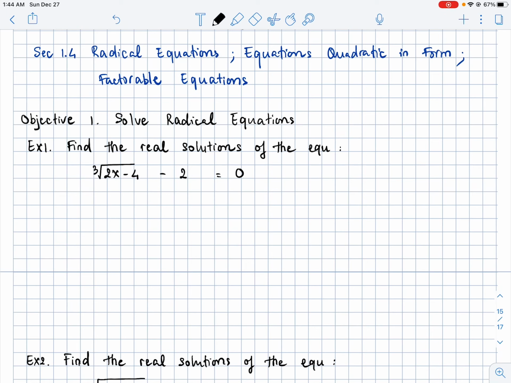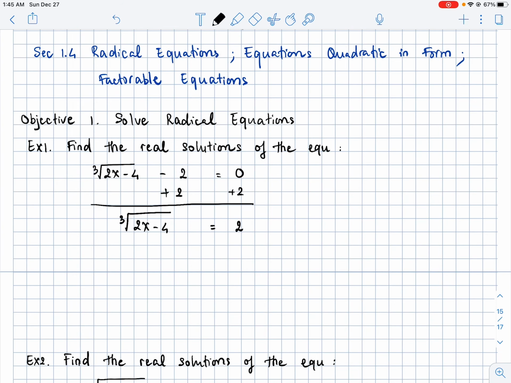What we see in this example is that the radical and the number 2 are separate terms, and the 2 is not inside the radical. So we should separate the radical and the number. I will add 2 to both sides, and then I will get 2 on the other side.